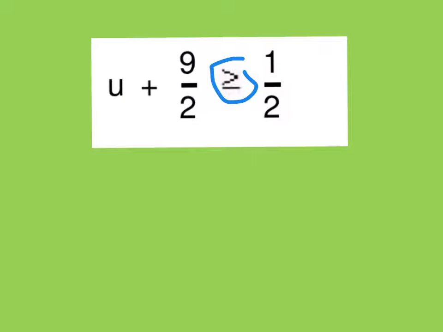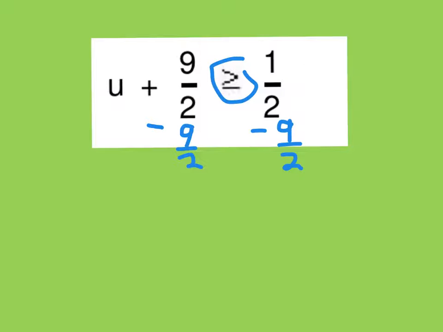And to do that, we use inverse operations. So what is the opposite of plus? Well, it's subtraction. So we are going to subtract 9/2 from both sides. It's kind of nice to have a common denominator, so it makes my problem a little bit easier.